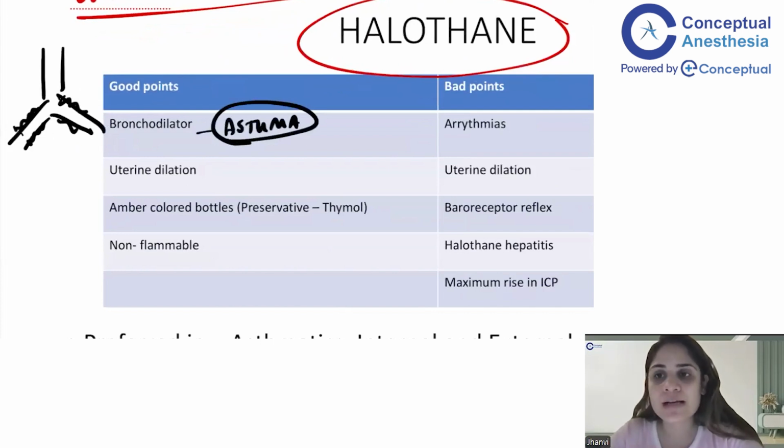But now for asthmatics, we prefer to use sevoflurane because halothane comes with its own side effects of causing arrhythmias and inhibition of the baroreceptor reflex. So all of those things.